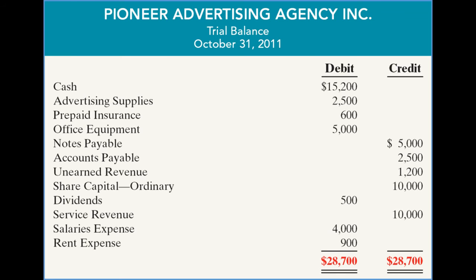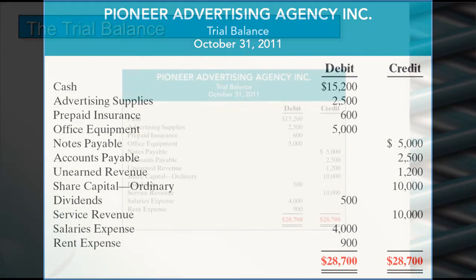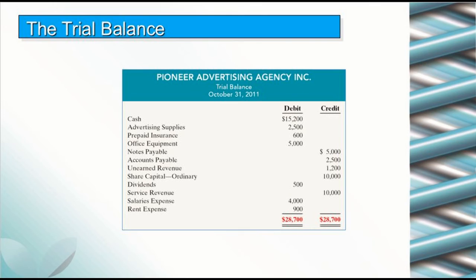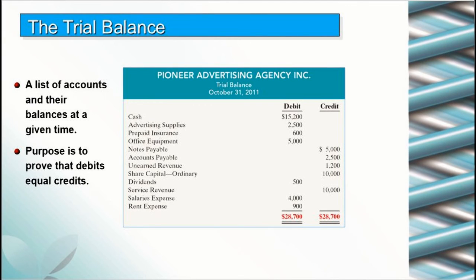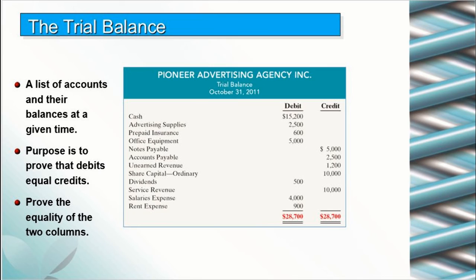The sum of the debit balances in the trial balance should equal the sum of the credit balances. If the debits and credits do not agree, the company can use the trial balance to uncover errors in journalizing and posting. The steps for preparing a trial balance are: first, list the account titles and their balances. Second, total the debit and credit columns. The third, or the last, is to prove the equality of the two columns.